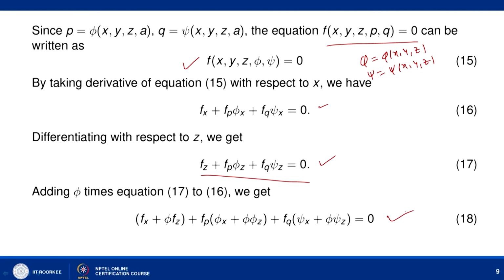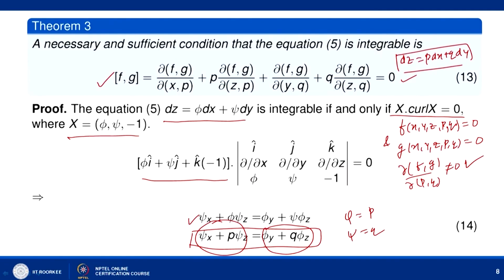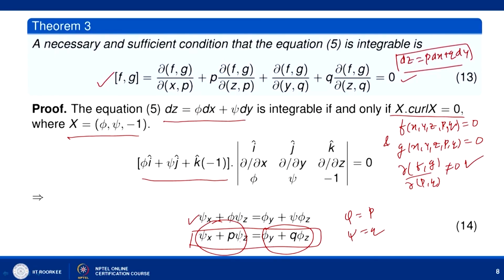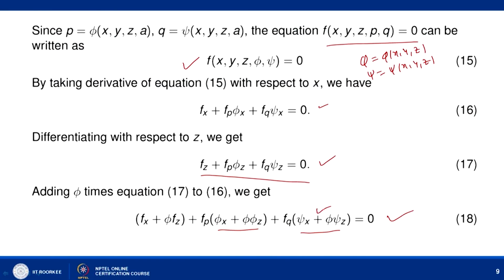Now here if you look at the equation number 18 carefully, the term which we wanted to get, the phi x plus phi phi z, is what we have written here, and this is psi x plus phi psi z. So it is psi x plus phi psi z. So this is the value we can obtain from this.